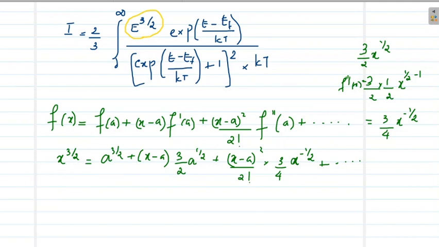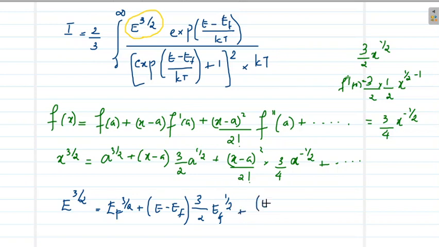Then similarly, the Taylor series expansion of E raised to 3 by 2 with respect to the point EF will be EF raised to 3 by 2 plus (E minus EF) into 3 by 2 EF raised to 1 by 2 plus (E minus EF) the whole square divided by 2 factorial, which is simply 2, into 3 by 4 into EF raised to minus 1 by 2 plus etc. This will be the Taylor series expansion for the function E raised to 3 by 2.